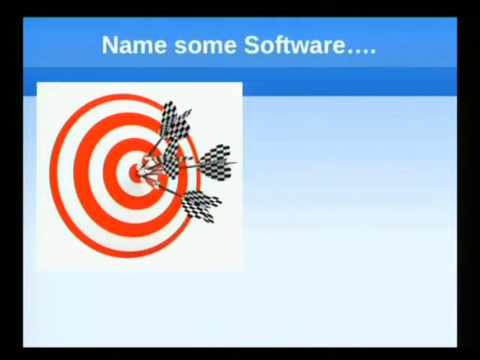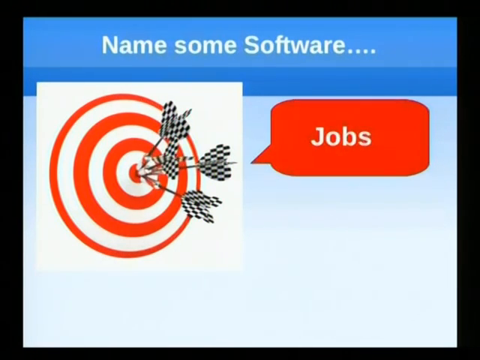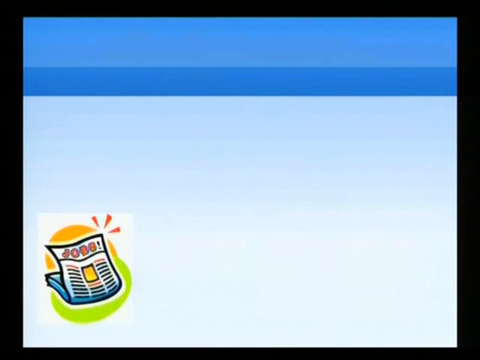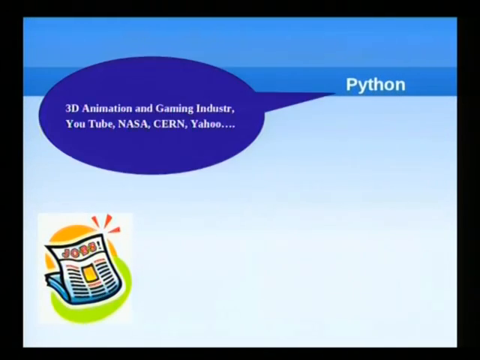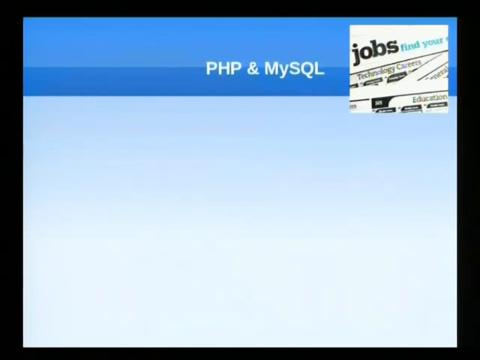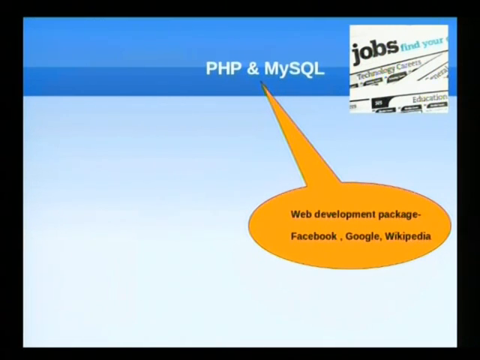Can you name some software that is in the job market or any software that you will need when you go for higher studies? Let me name some. Python is a programming language much easier than C++. It is used in 3D animation and the gaming industry, YouTube, NASA, Yahoo, and so on. Linux is an operating system free to download and use, almost virus proof and free from all licensing issues. 90% of the supercomputers run on Linux. PHP and MySQL is a complete package for web development. It is used for Facebook, Google, Wikipedia and so on.